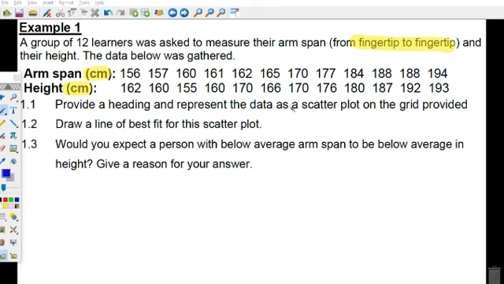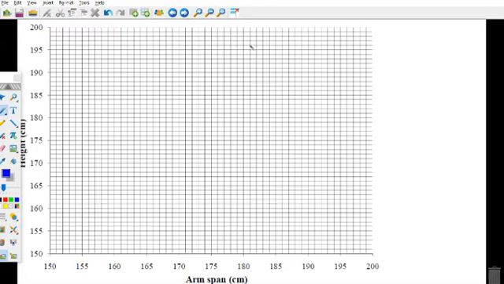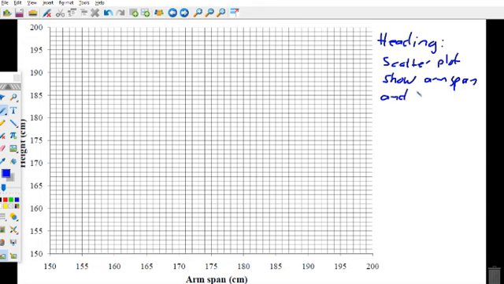So provide a heading and represent the data as a scatter plot. What's my heading going to be? What do you think my heading is? Okay, that's a good start. Scatter plot showing arm span and height of learners. That's bad spelling there, but it's fine, we move on.